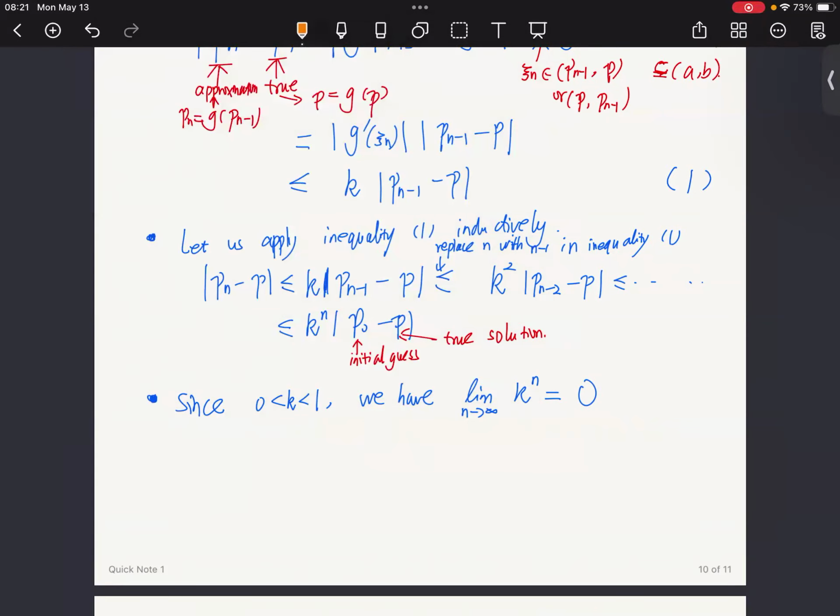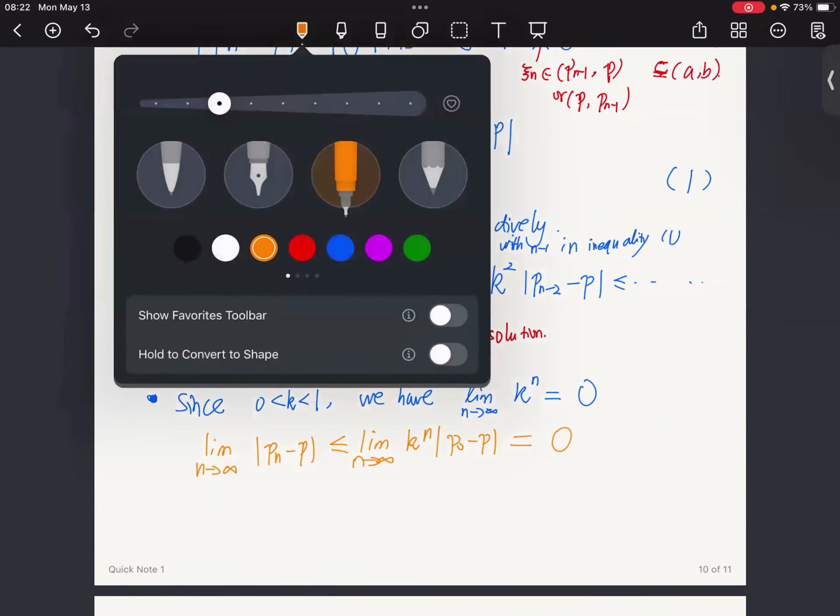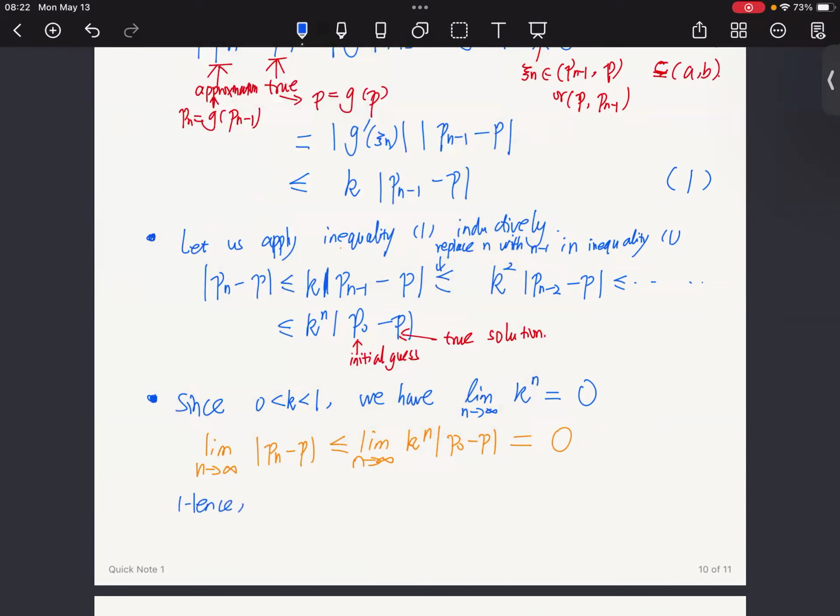So let's take the limit of the previous inequality as n tends to infinity, Pn minus P. On the right-hand side, we are also taking n to infinity, that is K^n times |P0 minus P|. Because the limit as n tends to infinity of K to the power n equals 0, the right-hand side equals 0. Hence we get the conclusion that Pn, as n goes to infinity, converges to P. Any questions here?